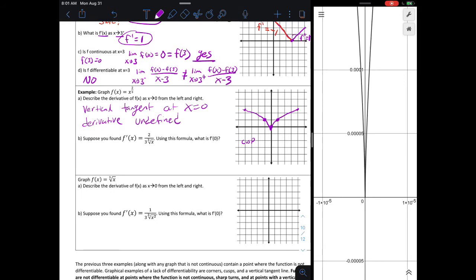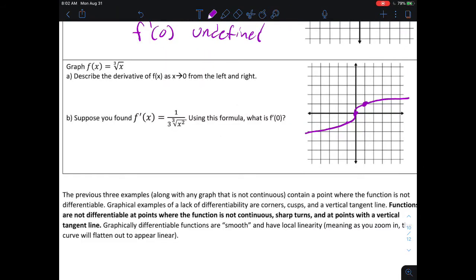And part B, I think we already hinted at that. Suppose you found the actual derivative equation using the formula. Well, f prime of 0 is undefined. All right, so one more example here.